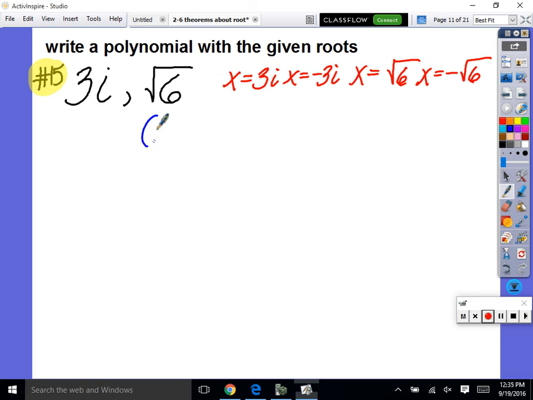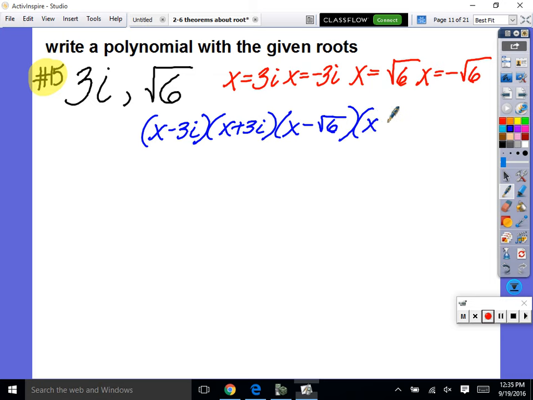We'll subtract 3i. Won't that be x minus 3i? We'll add 3i, so we have x plus 3i. We'll subtract the square root of 6, so we have x minus the square root of 6. We'll add the square root of 6, so we'll have x plus the square root of 6.